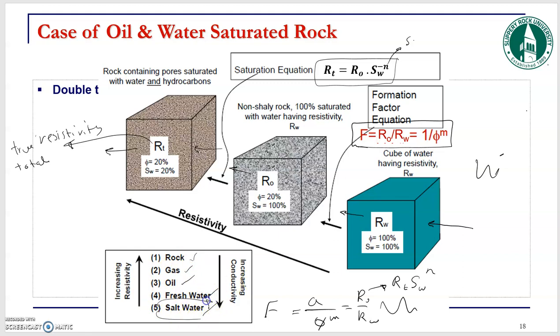And salt water, because it has anions and cations, basically you have some electric current passing through your brine.